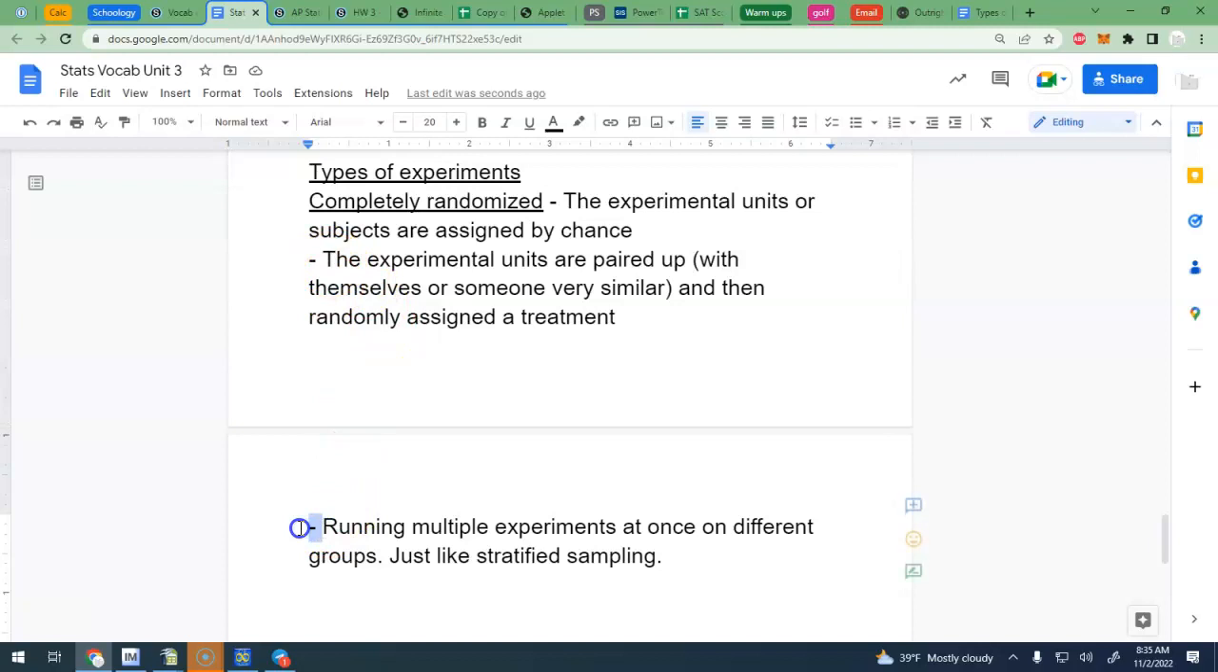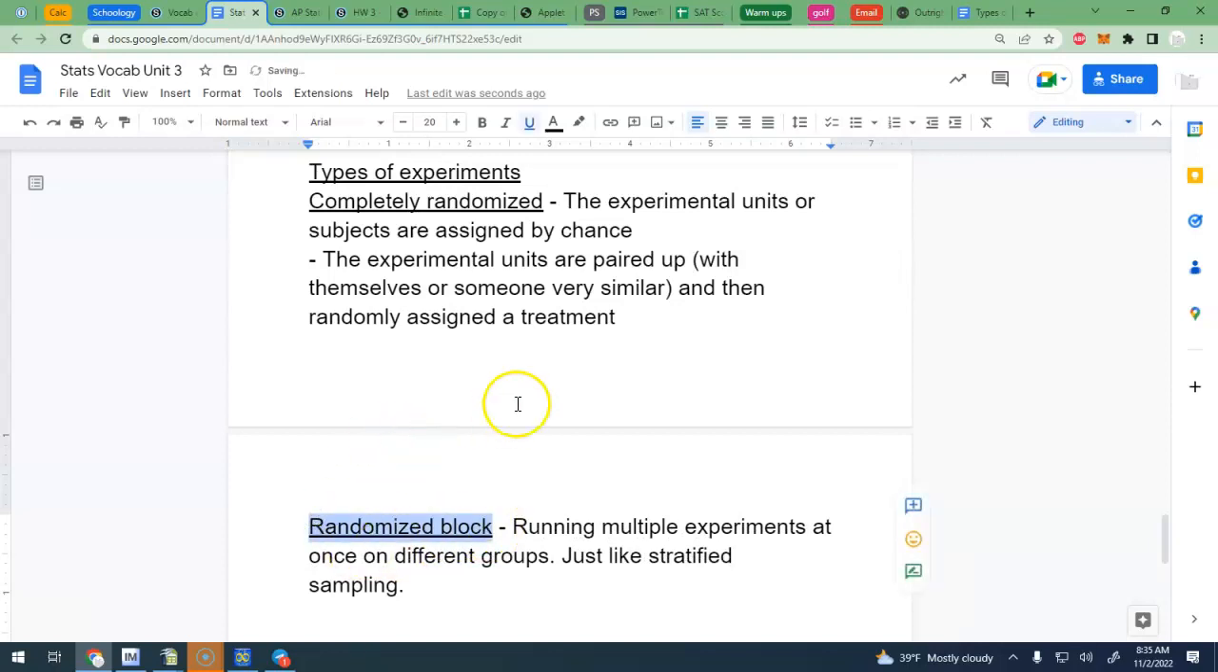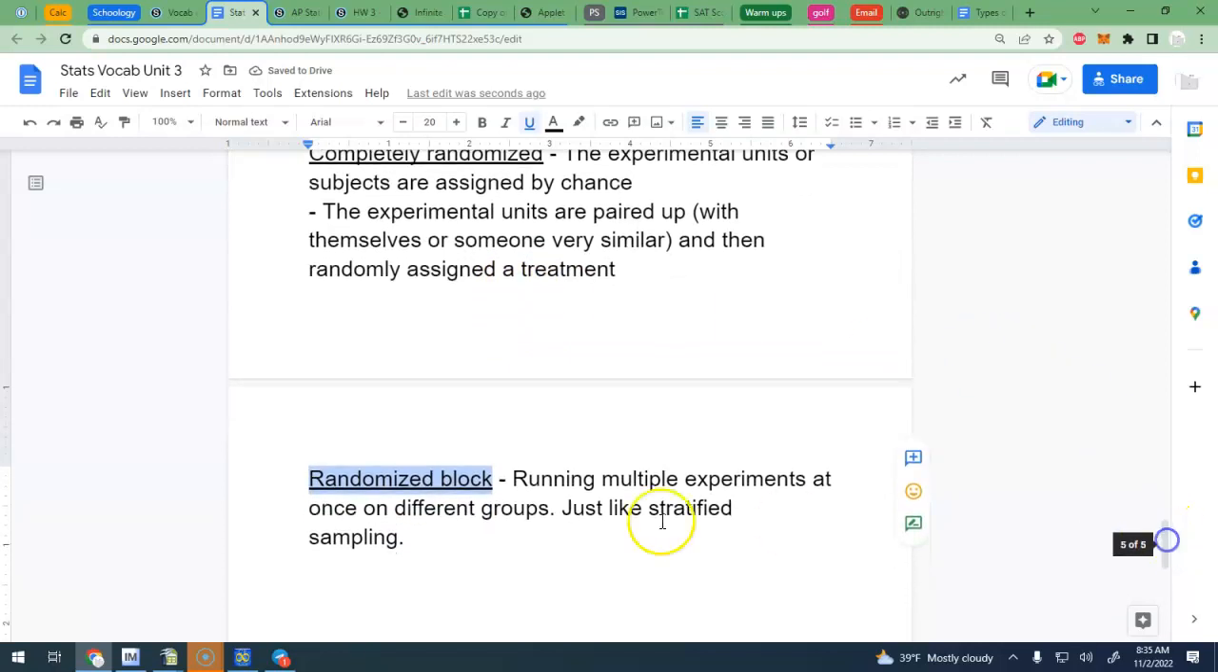I'm going to go down to this one down here. So this third one that I got is randomized block. That's probably the hardest one for most people, and we'll spend a decent amount of time on this tomorrow. But remember stratified sampling, where you want to make sure you get some freshmen, some sophomores, some juniors, some seniors, for example, or you want to make sure you get half males, half females. Randomized block is like the experiment version of that.